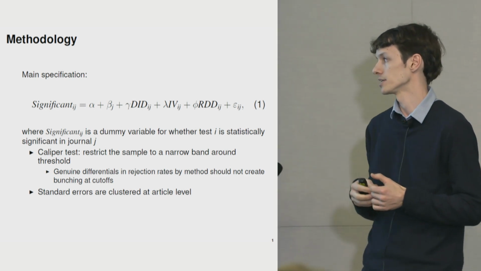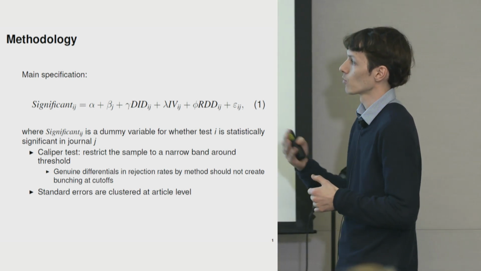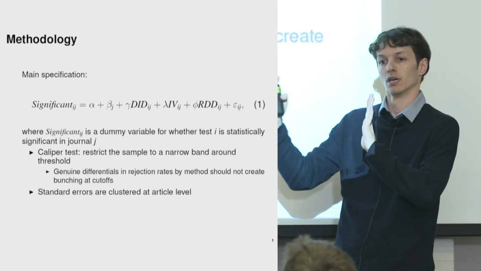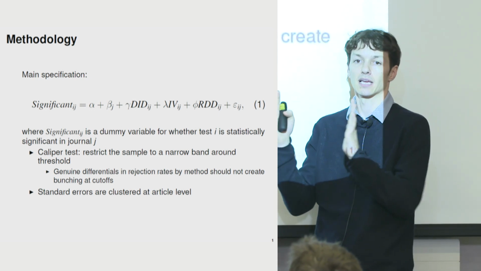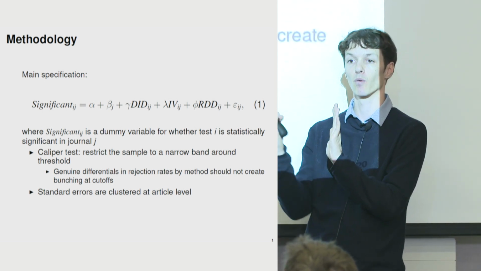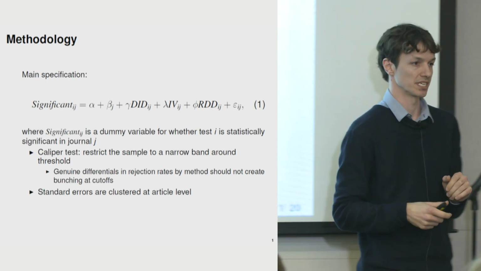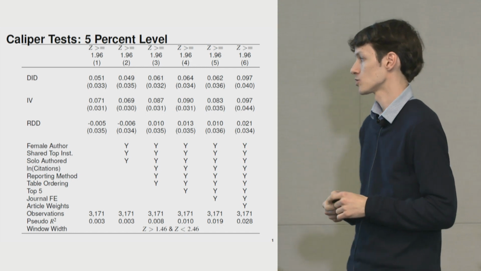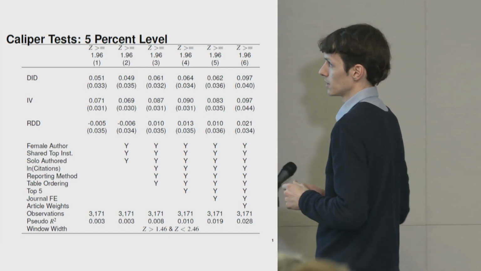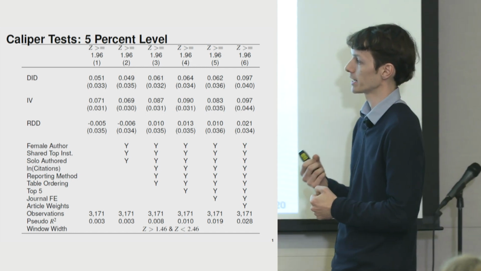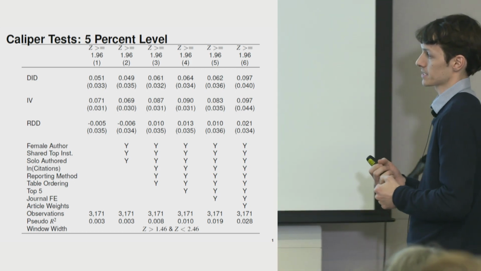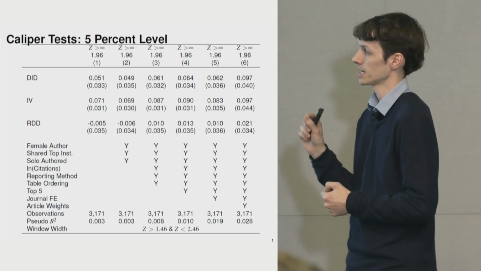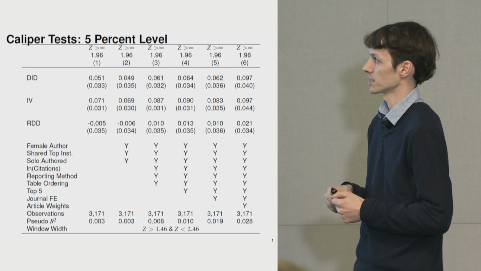We cluster standard errors at the article level, and we restrict the analysis to just below and above a given threshold, so doing a basic Caliper test. That's for the 5% level, so we end up with a sample size of 3,000. In the first column, there's no control, and again, the dependent variable is whether the z-stat of that given test is significant at the 5% level.